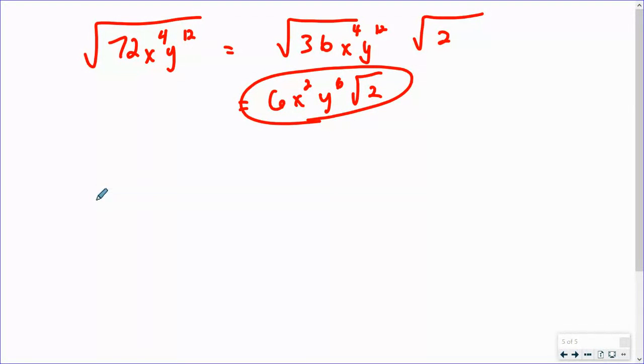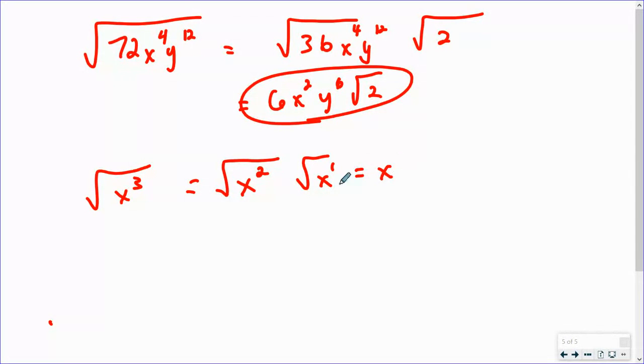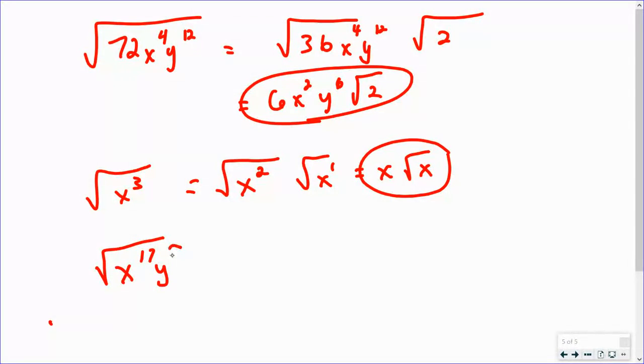Now the question should be, what happens if they're not? Let's say I have y times the square root of x to the 3rd. Here's what you do. Take out the biggest even and leave the 1. Notice that 2 plus 1 is 3. So the square root of x squared is x, and the other part just comes on for y. All right, now, is it really that simple? It is.